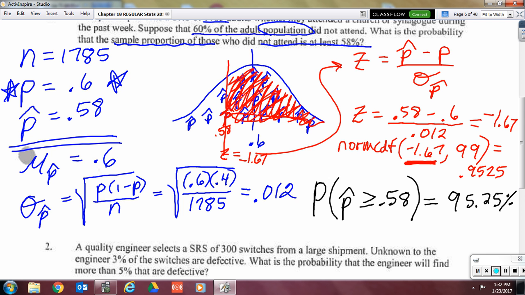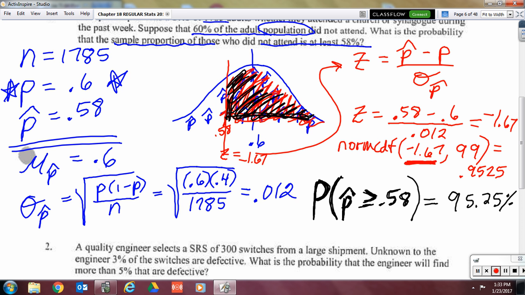So once you have that written down, let me tell you again what that means. This first capital P means probability. So the probability that you get a sample p hat, and since it said at least, that's greater than or equal to 0.58. See, that represents all of this shaded area. A p hat at 0.58 or more is what you figured out, 95.25%.